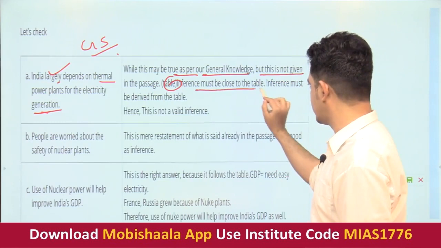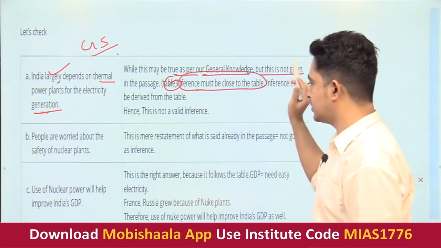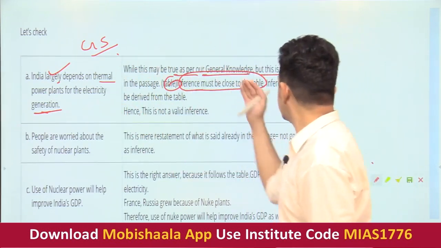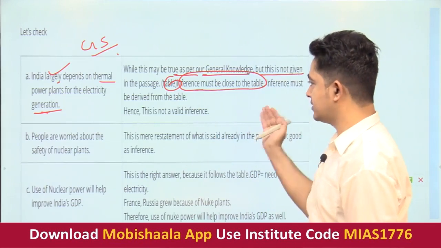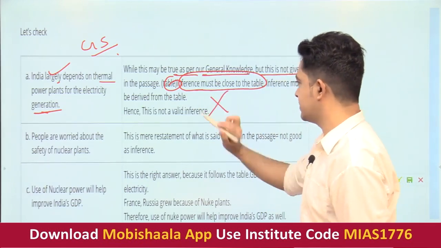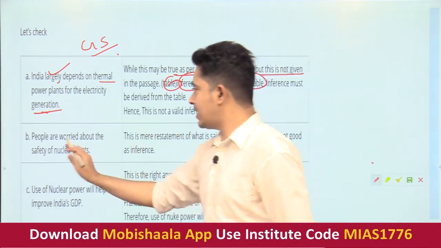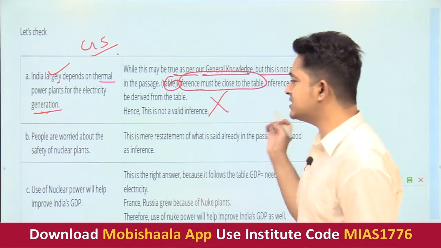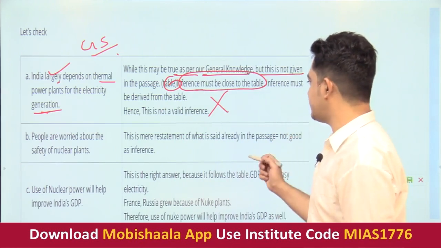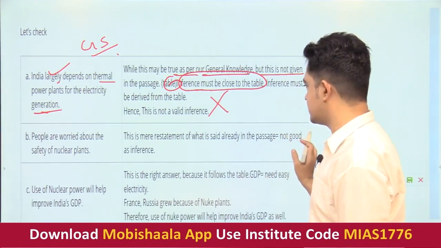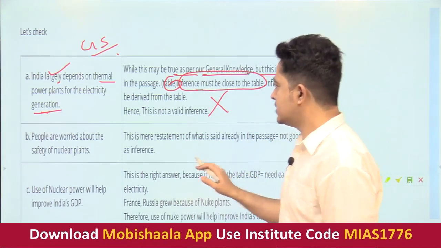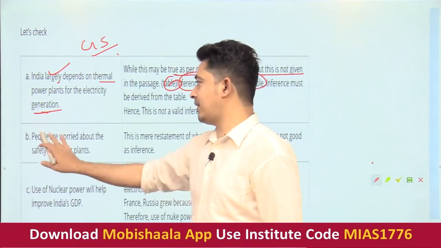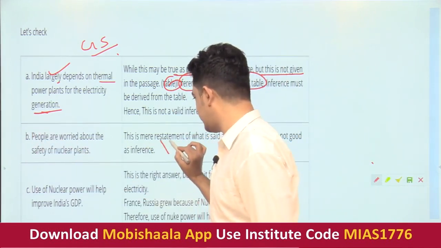Inference must be close to the table. Always keep this in mind. The table we made earlier. Inference must be derived from the table, so this is not a valid inference. Option B: people are worried about the safety of nuclear plants. This is a mere restatement of what is already said in the passage. It is not good as an inference. It repeats the passage, so this could not be the answer.